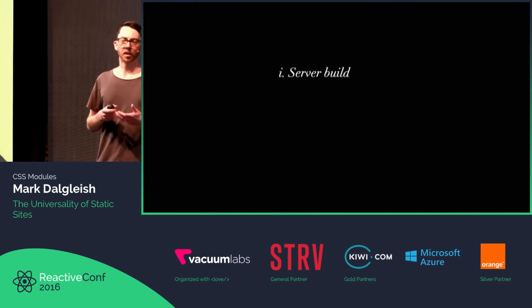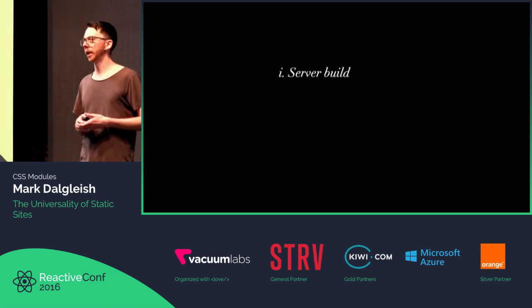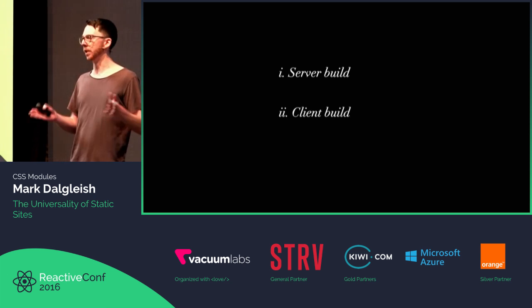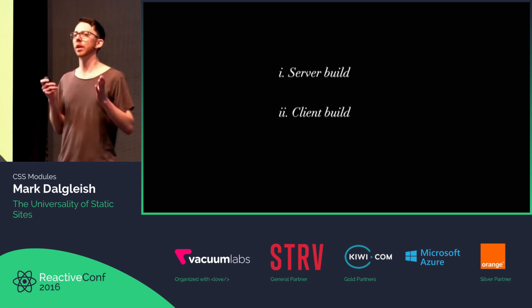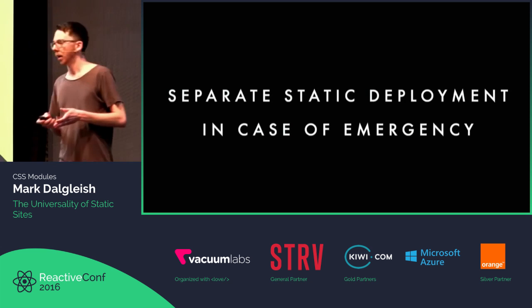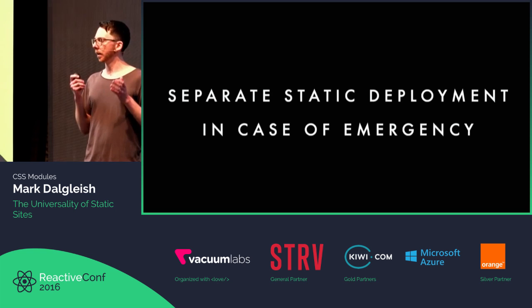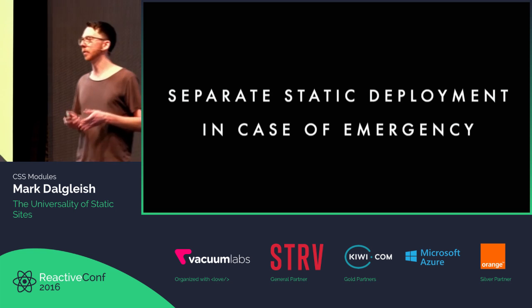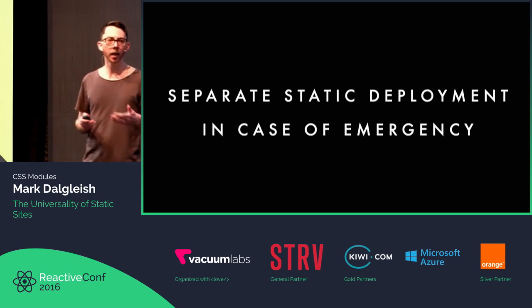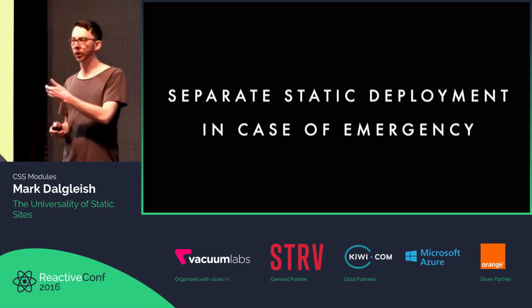The way we approach the solution to this is that with every build of our application, we would first server build, then client build, which is what we'd been doing up until that point. But we introduced a third step, which was a static fallback build. What we had now was a separate static deployment in case of emergency. If anything went wrong, and we would typically have served up an error page, let's serve up a pure static application instead.